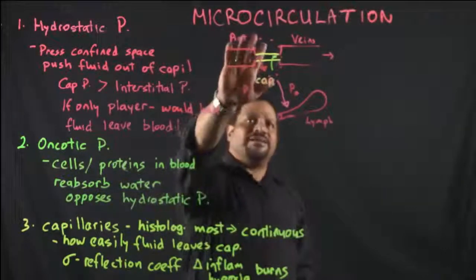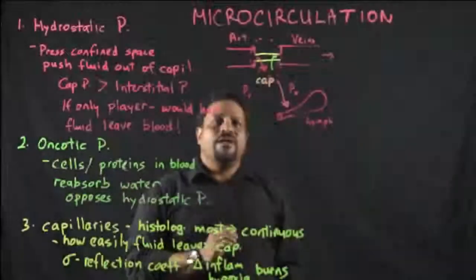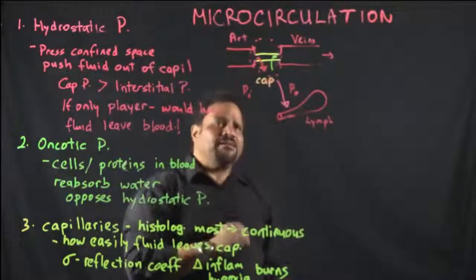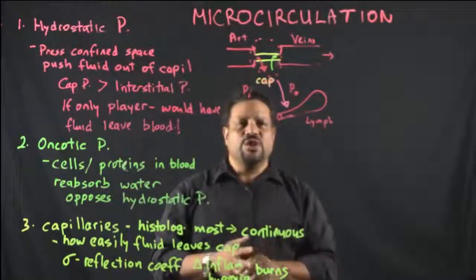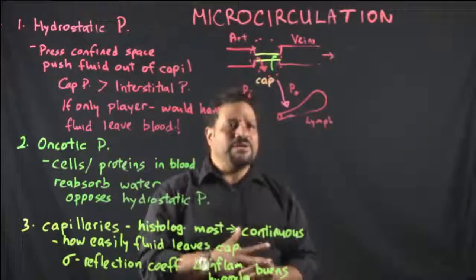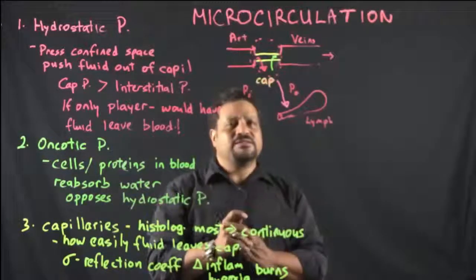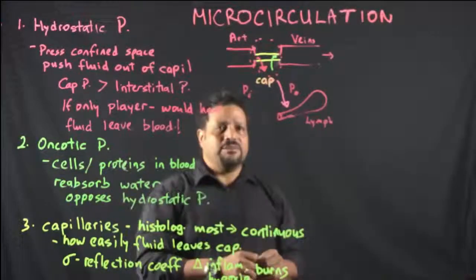We have the hydrostatic pressure, which forces fluid out of the capillaries. Then we have oncotic pressure, which reabsorbs water back into the capillaries. We have a very tiny amount of fluid that is not reabsorbed in the capillaries, goes into the interstitial space, and it's removed from that interstitial space by the lymphatics. So there are four different players that we're going to be talking about.